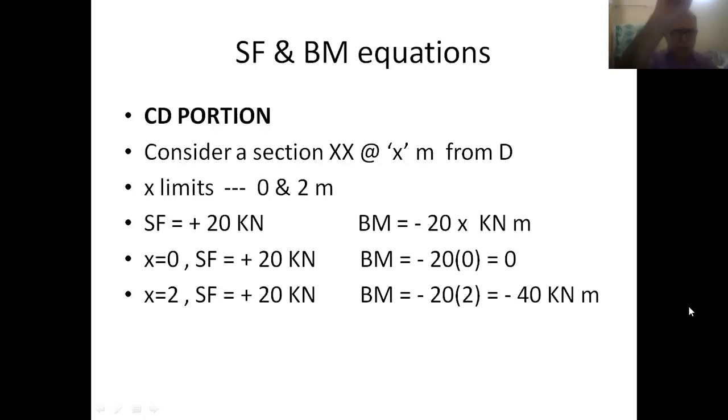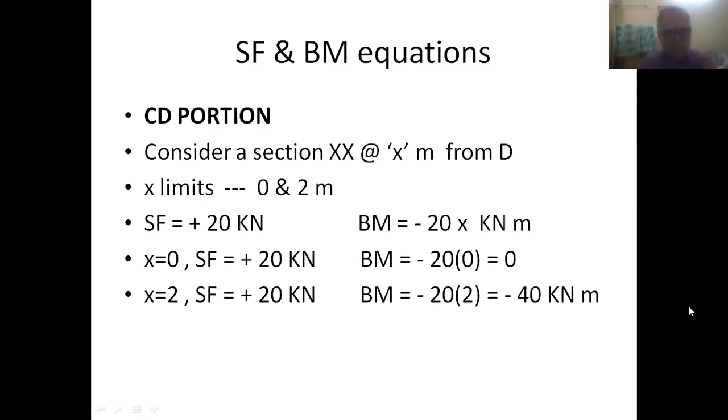Now, friends, for this corresponding value of SF, we have to prepare the corresponding bending moment equation. It is obtained by taking the product of force and perpendicular distance. Force is 20 kilonewtons and perpendicular distance is already taken as x meter, so it becomes 20x. Now the load is acting in downward direction, it will result in clockwise moment. So a negative symbol must be allotted for clockwise moment. Therefore, it is written as minus 20x.